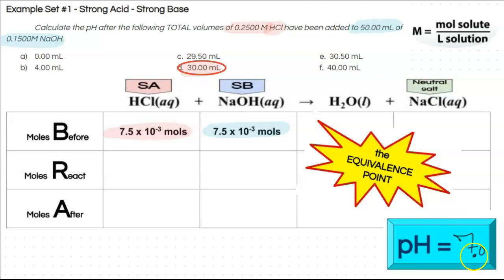There's no calculation to do because both of these are entirely used up. After the reaction is over, neither of those exist. All I have in solution is water and sodium chloride. Sodium chloride is a neutral salt and has no bearing on the pH, so the equivalence point for this reaction is a pH of 7.